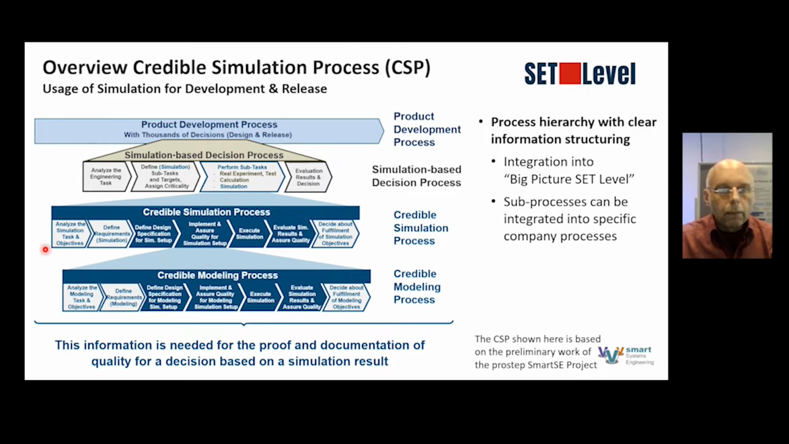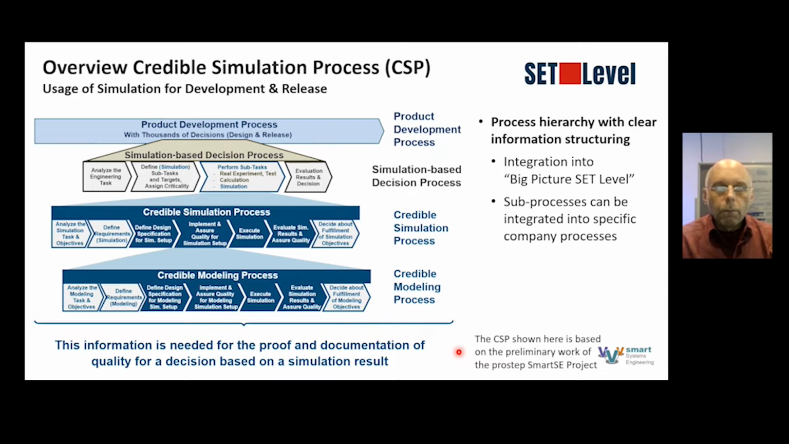In the Z-level project, we are focusing on the credible simulation process and the credible modeling process. So what we need is a clear input: what is the specific simulation task? Then we follow that row of process elements. If we want a credible simulation, we also need credible models, so underlying it is a sub-process like the credible modeling process. And it is important that we need all that information for the proof and documentation of the quality of a decision based on a simulation result.